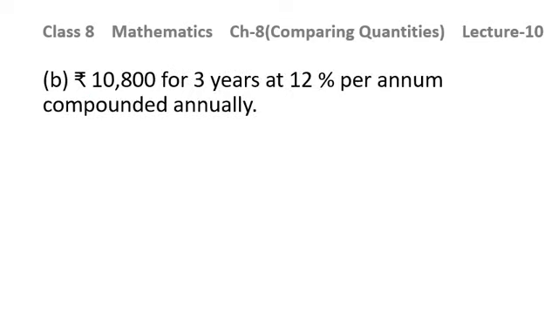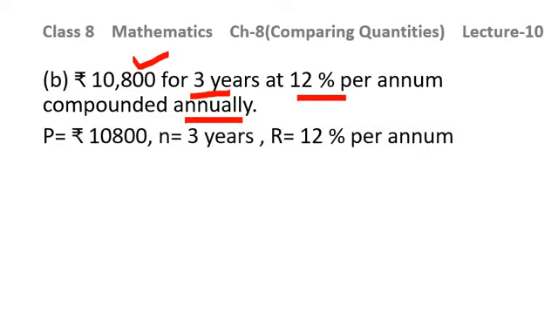Coming to the second part, here the values are very simple. Principal is 10,000, time is simply given to you 3 years, rate of interest is simply given to you 12% per annum, and the interest is being compounded annually. Simply you are supposed to put the values in this formula and get to know the amount, and then after getting amount you can find compound interest easily. These are the parts of this when the interest is being compounded annually.